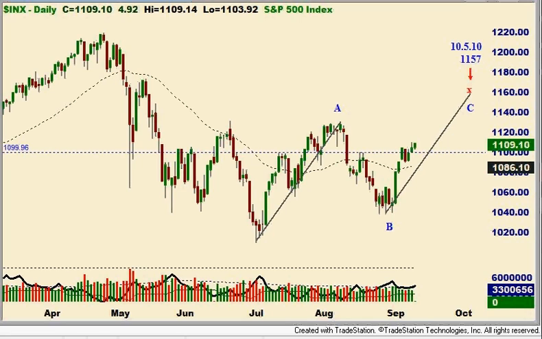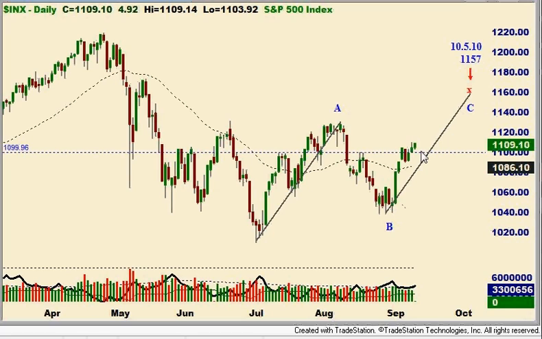And all I did here is draw two parallel exact cloned trend lines, one from the bottom of the July low up to the top of what I've got labeled as A. And I cloned that and brought it over to the bottom of B. Now, that basically terminates in early October around the 1157 area, basis the S&P cash. We shall see how it goes.